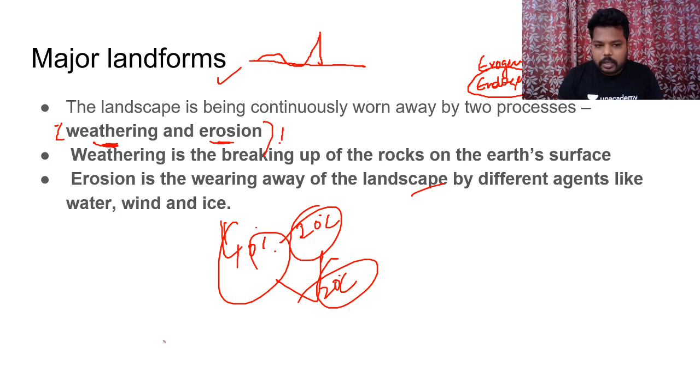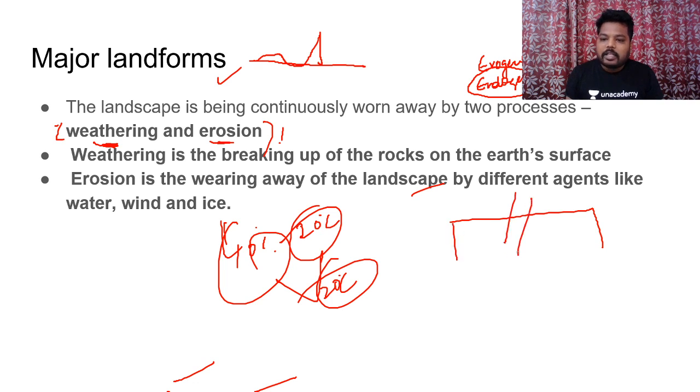Then what is erosion? See, erosion is the wearing away of that particular land. For example, if you have a land surface in this regard, and a river is moving in this way, then disintegration of this landscape by the river is called erosion. Like, running water disintegrating this land surface generates a V-shaped valley-like structure. So a valley is an erosional landform made by a river.